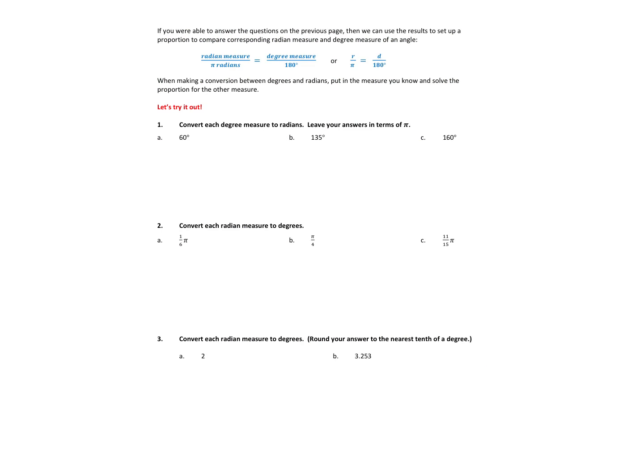All right, so if you were able to answer the questions on the previous page, you can use those results to set up a proportion to compare corresponding radian measures or degree measures of an angle. So here's the proportion: radian measure over pi radians equals degree measure over 180, or R over pi equals D over 180. When making a conversion between degrees and radians, put the measure you know and solve the proportion for the other measure.